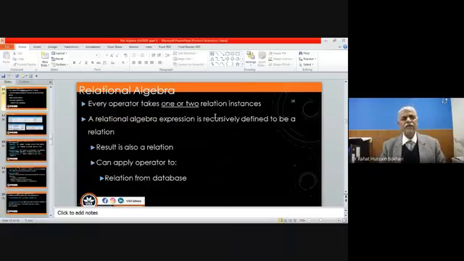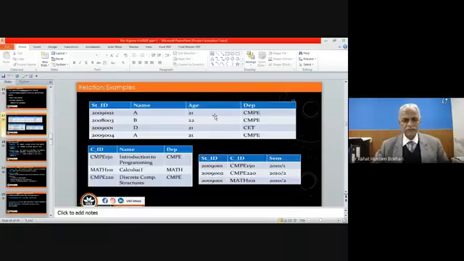So for that, every operator takes one or two relation instances. I have already told you. So a relational algebra expression is recursively defined to be a relation. This statement reflects that whenever you do any manipulation with a relation, the ending result that you get from this operation should also be a relation. Just take it that you are familiar with that.